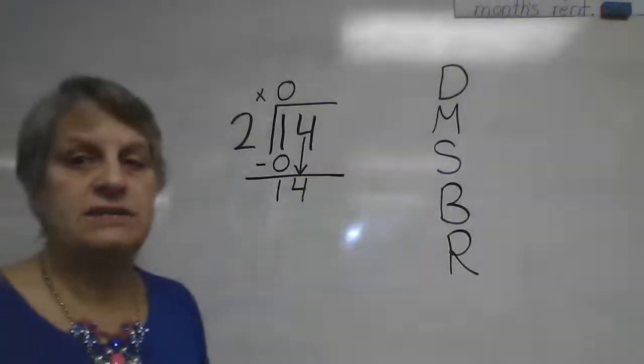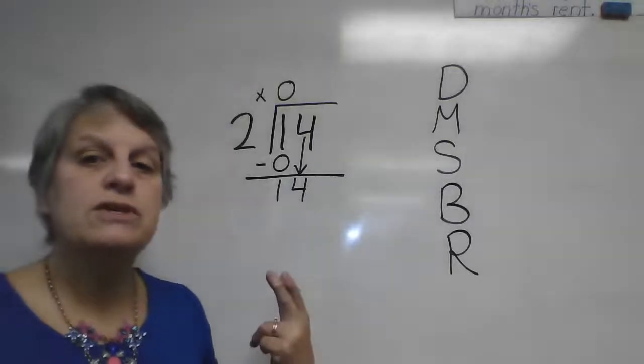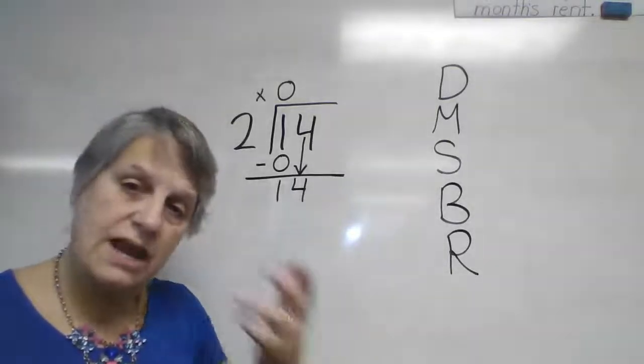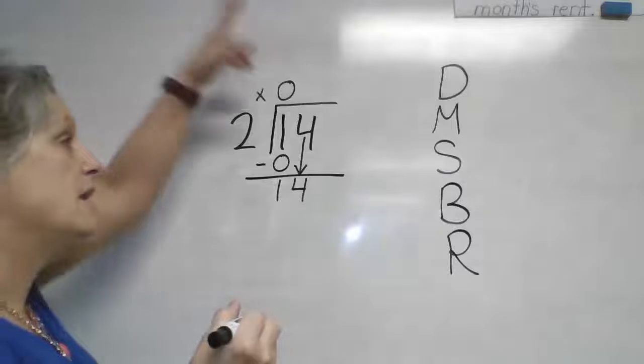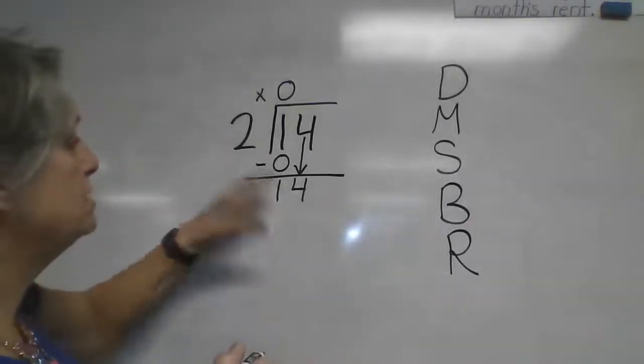I know this is a lot of steps to do a simple problem that we can easily do in our head, but we do this so that the students can then understand how to do the more complicated problems. Now, the next number is 14 that we're working with. 14 divided by 2.